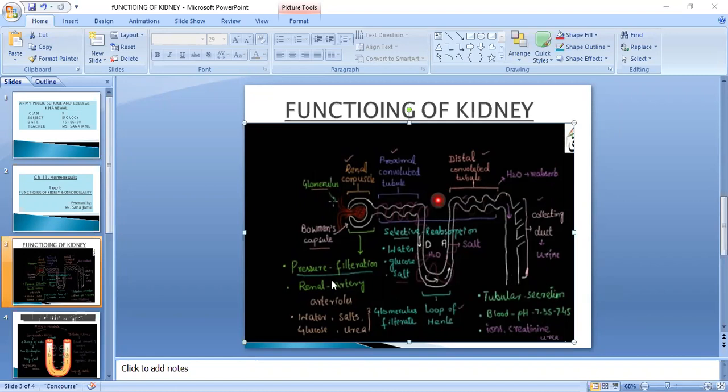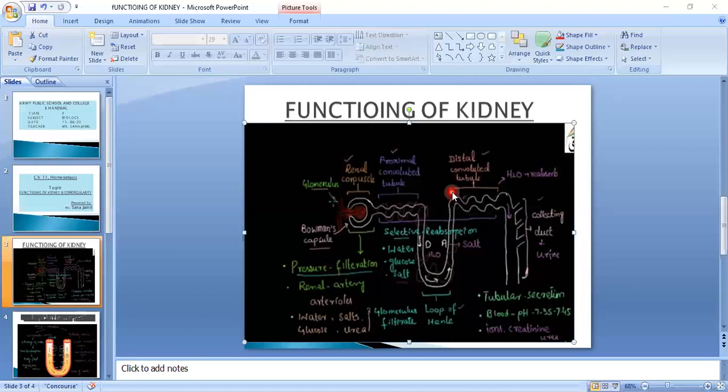With the help of these three steps, certain structures are involved which follow different processes to reabsorb the important and necessary contents, and the remaining waste material is secreted towards the ureter. This is all about the functioning of the kidney.